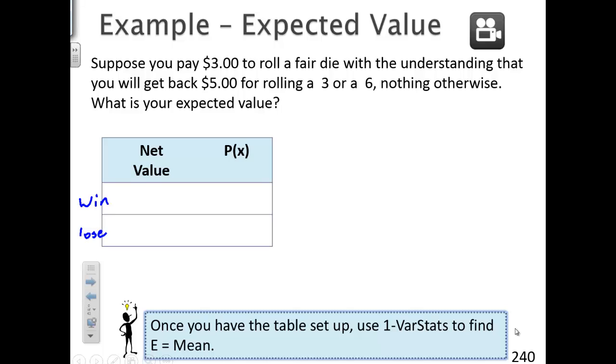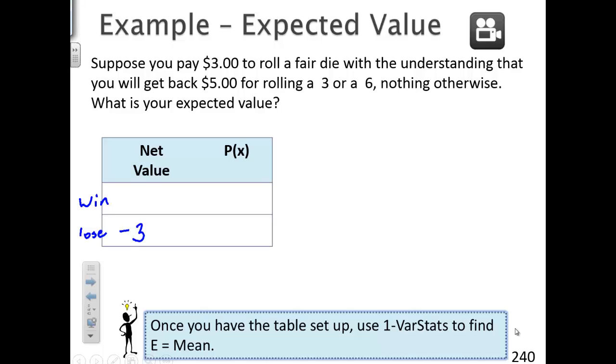So you pay $3, and you don't get that back. That means you've lost that money. That would be your loss. Okay? A -3. It's a negative from your perspective because you've paid it and you don't get it back because you lost.